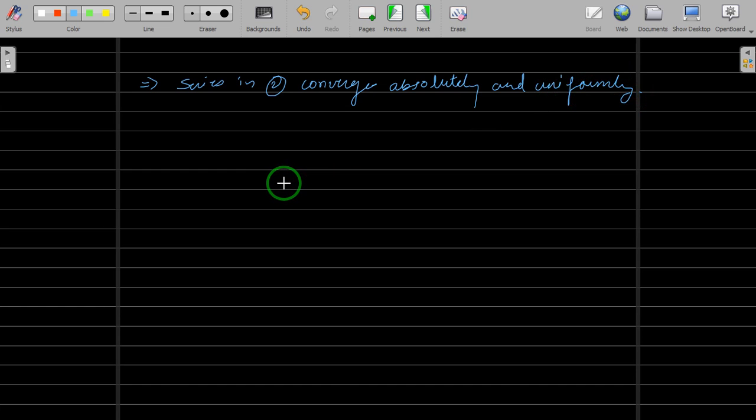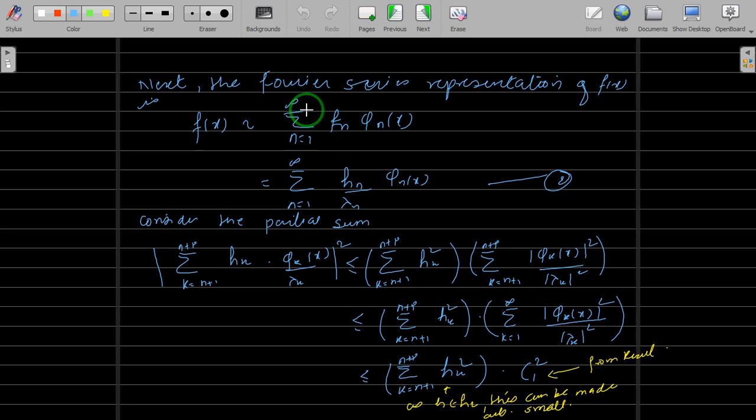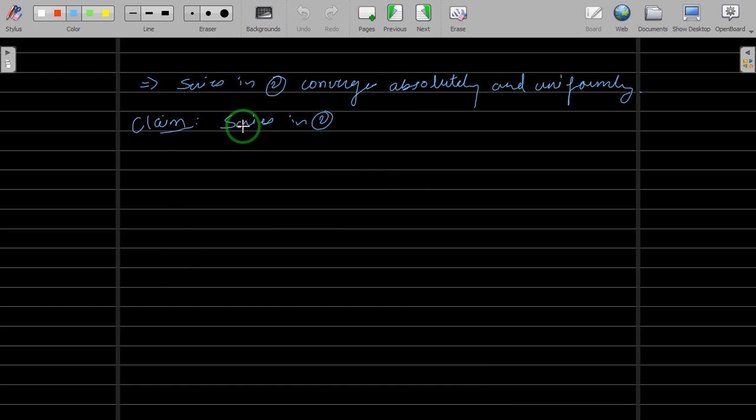Now our claim is that it converges in mean to f(x). The series in equation 2 is a series, and we have to show that it converges in mean. We can write f(x) equal to this series, though here we have not written equality; that is a representation. So the series in 2 converges in mean to f(x). This is our aim now.